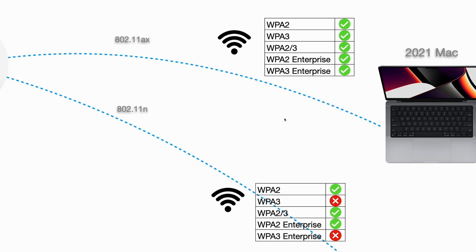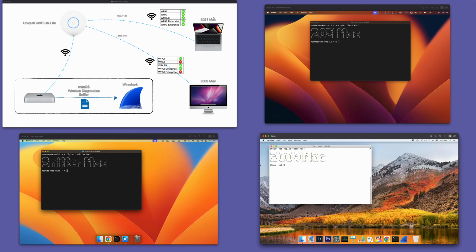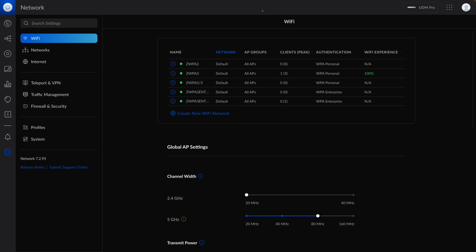I'm going to try 5 different Wi-Fi security settings: WPA2, WPA3, WPA2/3 personal, and WPA2 enterprise, WPA3 enterprise. I'm going to use this type of screen layout to show all the 3 Mac machines side by side. This is the UniFi network controller for my lab environment. As you can see, under Wi-Fi settings, I configured 5 Wi-Fi SSIDs.